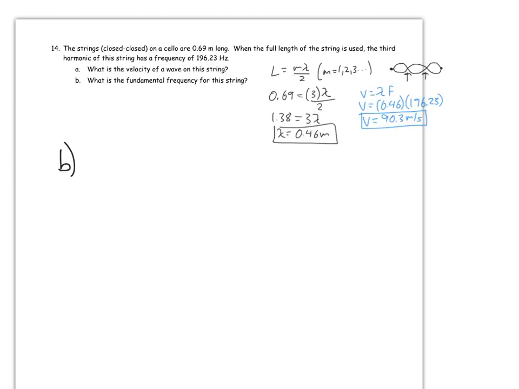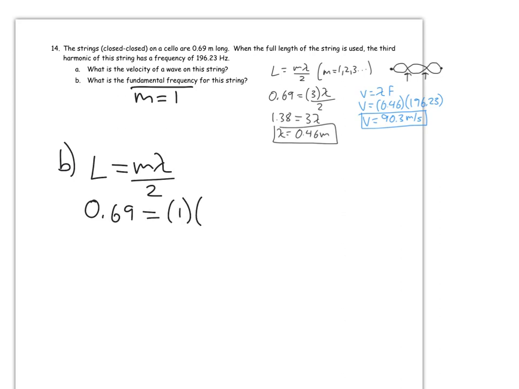So moving on to part B here, we now want to consider the fundamental frequency of this string, which is the m equals 1 case. So same basic equation here, m lambda over 2, but we're now going to say m is just equal to 1. And so when we solve for our wavelength, the fundamental frequency will be a wave with a wavelength of 1.38 meters.